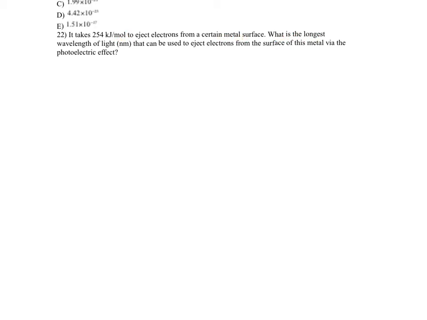It says, what is the longest wavelength, and it's asking for it in nanometers, that can be used to eject electrons from the surface of this metal by means of the photoelectric effect. So that sounds crazy and like super advanced. It's really not. You're still just using the exact same 2 equations that we've used so far, which is c equals lambda nu and E equals h nu. And you've got those values further up on the page there. So what were they giving me here?